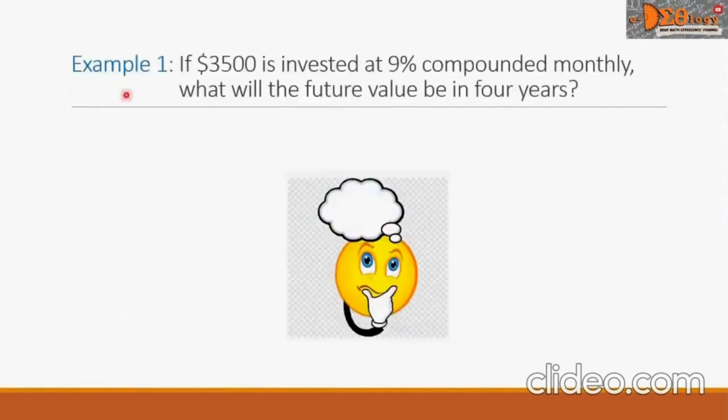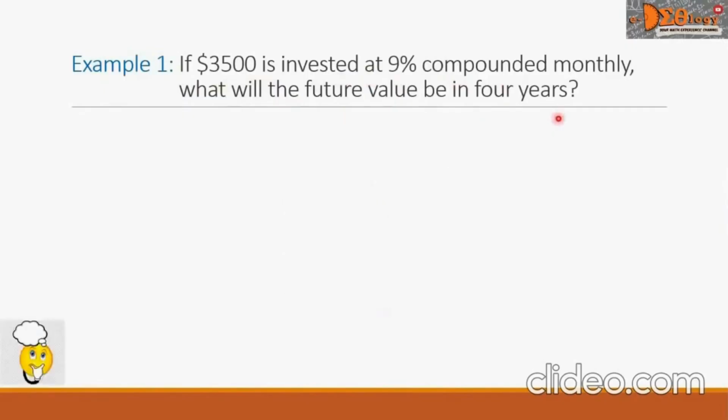Let us see this example 1. If $3,500 is invested at 9% compounded monthly, what will the future value be in 4 years? First, let us write our formula, and it's now written here. And then let us collect the given values of the problem.